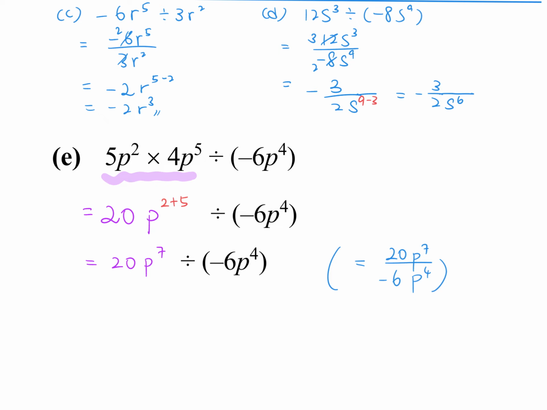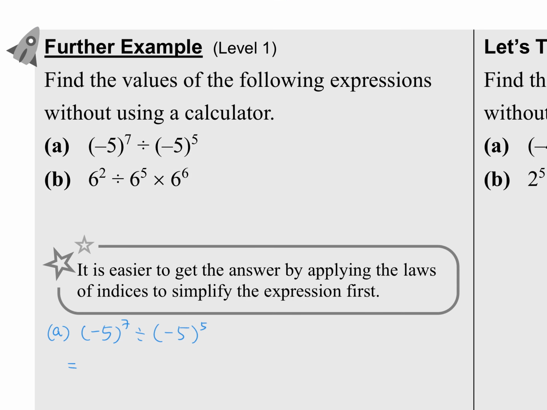But now let's see. Okay, first of all, 20 and then 6 will have 10 over 3 with the negative sign. So now negative 10 over 3, while p is more. The index is more in the numerator. So we have the subtraction in the numerator, 7 minus 4. So at the end, the answer, negative 10p cubed over 3, will be the final answer.